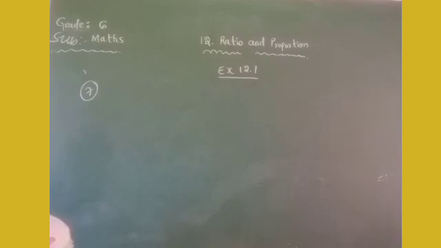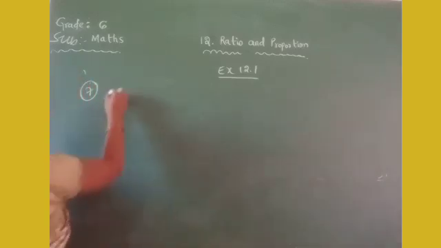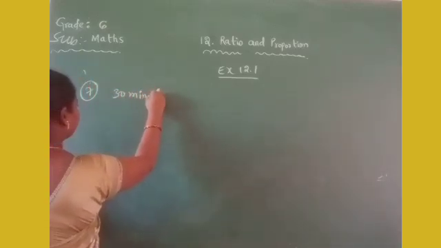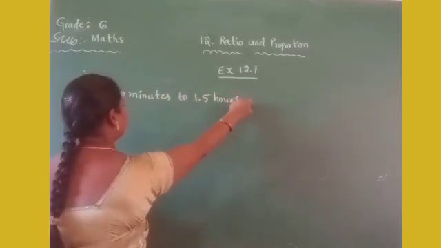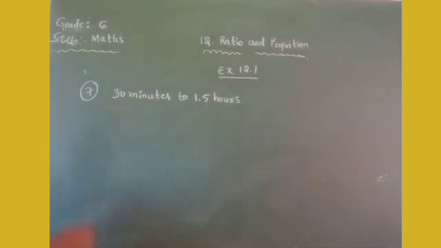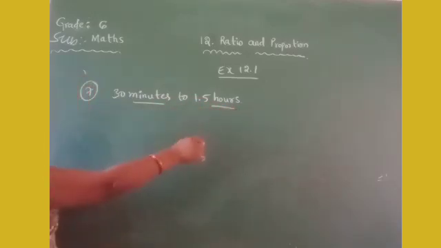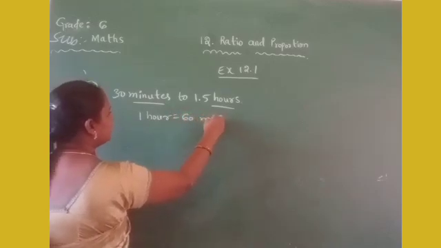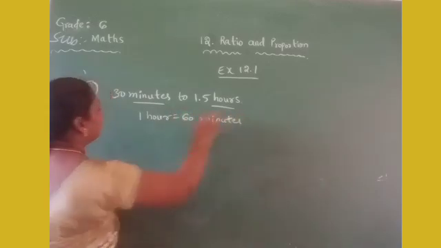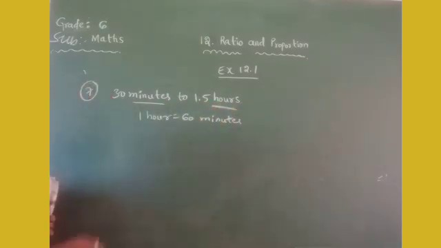Find the ratio of the following: 30 minutes to 1.5 hours. Here minutes are given and hours are given. What is the relation between minutes and hours? 1 hour is equal to 60 minutes. We have to convert this into minutes.